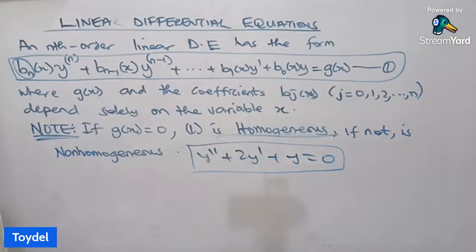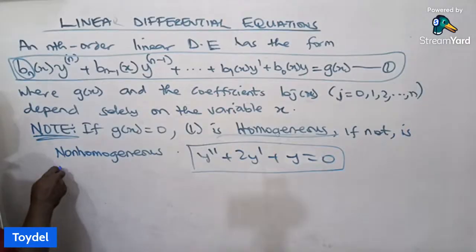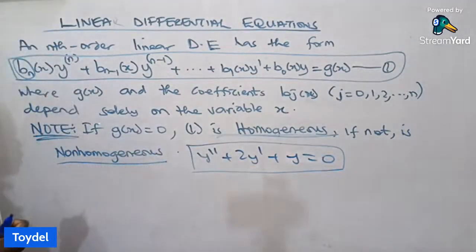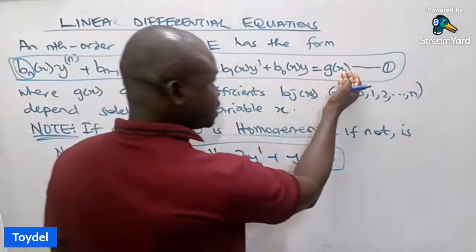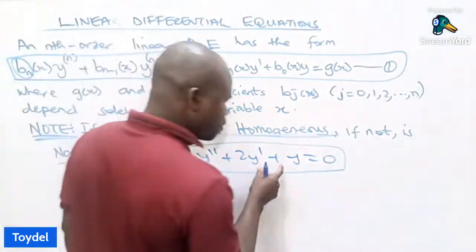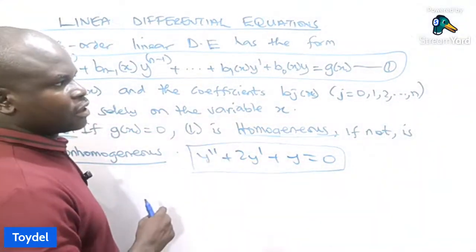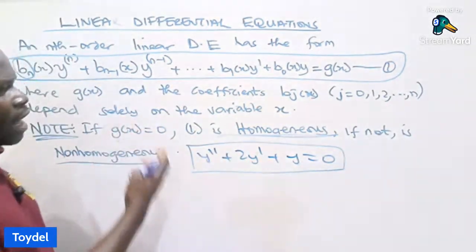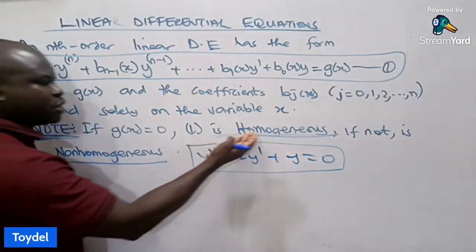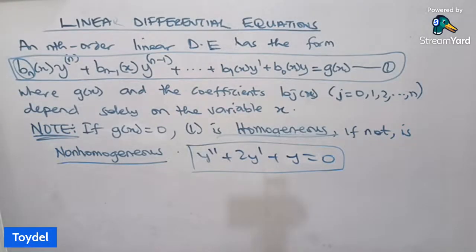But if the right-hand side of this differential equation is not 0, then the linear differential equation is called non-homogeneous. Once the right-hand side is not 0, two solutions will be required. We first go ahead and find the complementary function, then we also find what is called the particular integral. So we should be able to identify when we have a linear differential equation that is homogeneous and when it is non-homogeneous, and know what to do. So this is the general form of the differential equation.